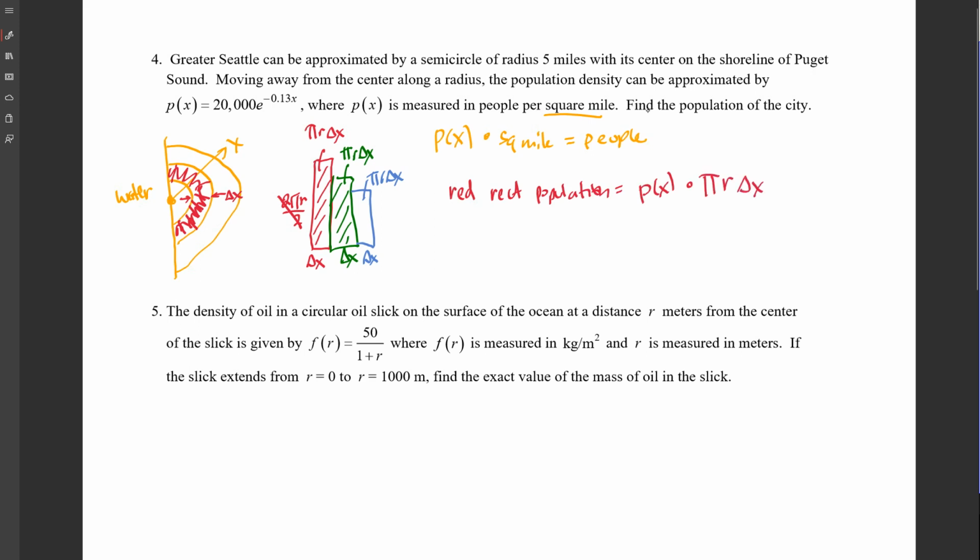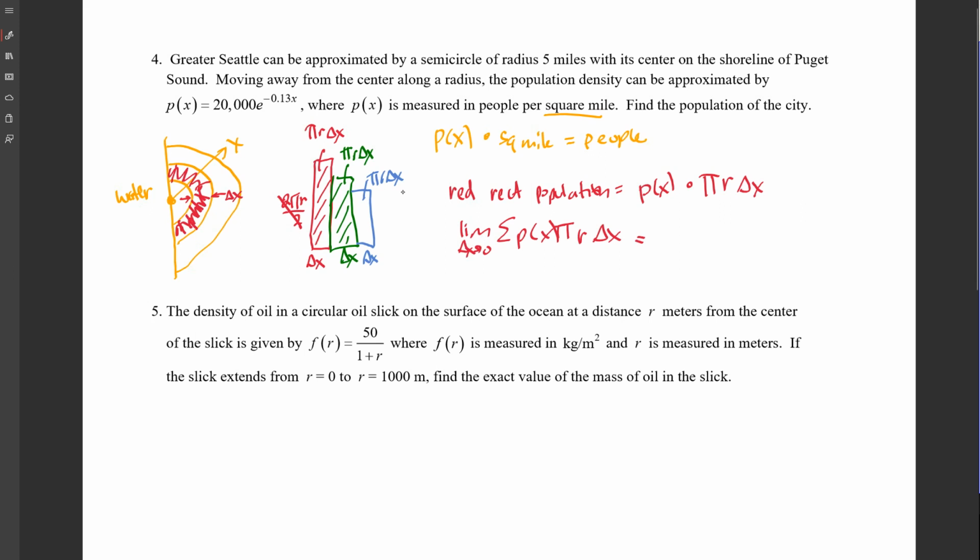But I don't want just the red population, I want all of them. So what I'm going to have to do is add all of these. This is p of x, not p times x. So p of x times pi r delta x. Add them all together and take the limit as delta x goes to 0. If I add them all up and take the limit as delta x goes to 0, this delta x gets smaller and smaller, and I'll get the exact population.